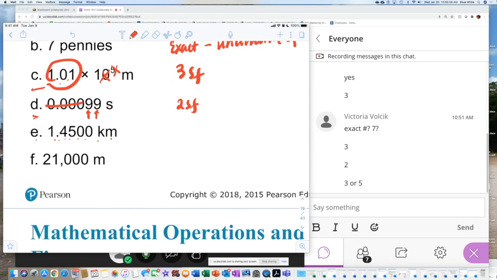Let's see. Where was I? You make me laugh. Okay. So the 3, 1, 4, and 5 are definitely significant, right? Because they're non-zero numbers. Let's look at our zeros though. To the left of the zero, do we have a non-zero number? Check. First requirement, right? Do we have a decimal? Check. That's true for both zeros.